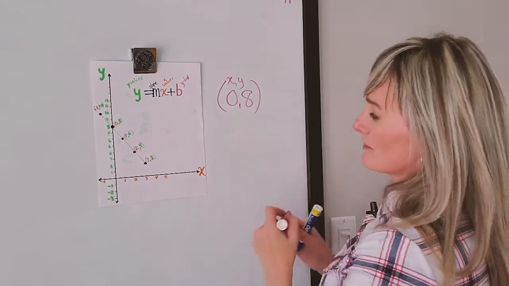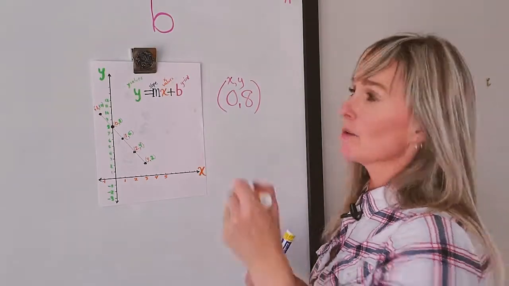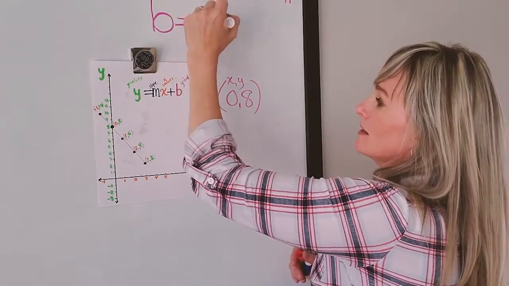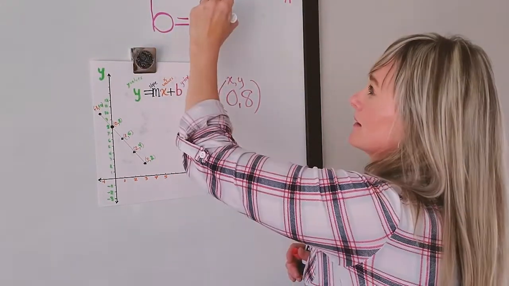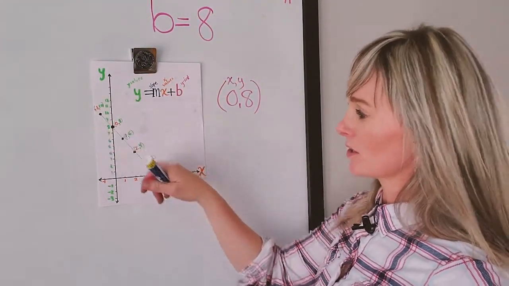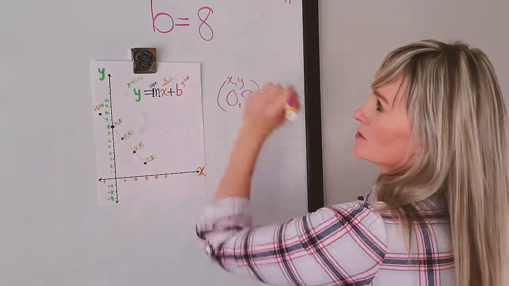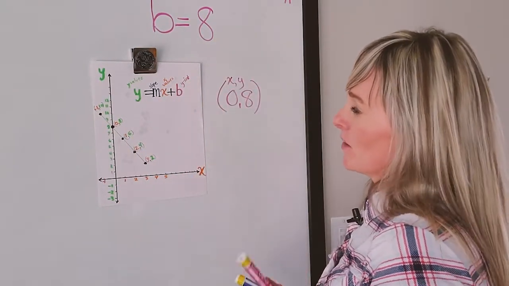So that means in our y equals mx plus b, we know b. What is b? B is going to be 8. It's the point on the y-axis where it goes through. So where does it go through on the y-axis? When y is 8. So b is 8 in this case. Okay, what else do we know?